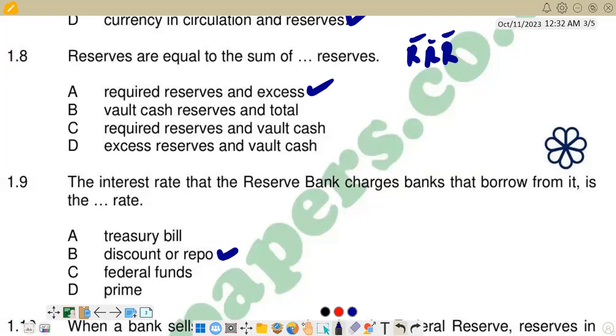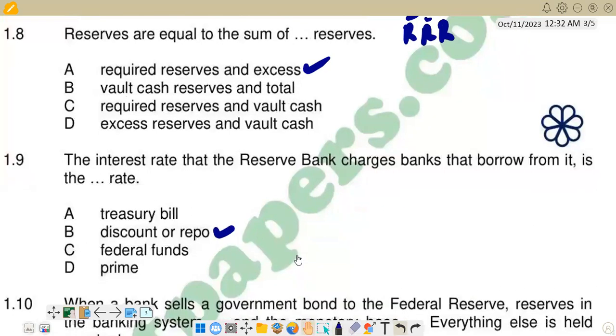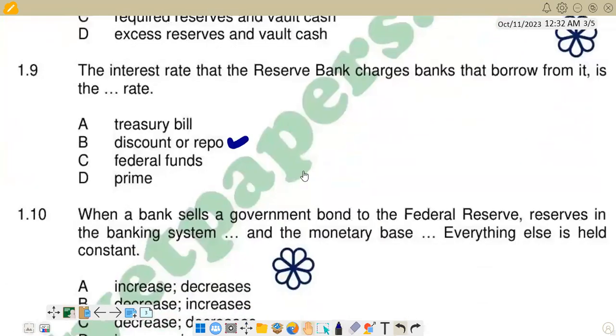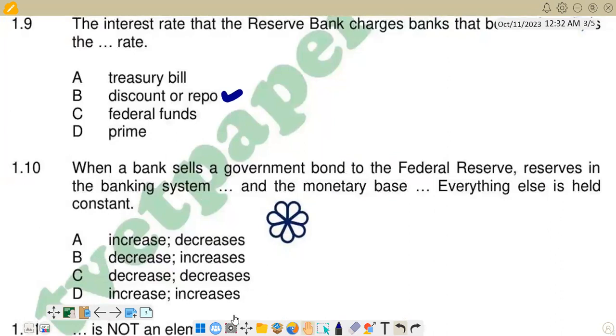Then we go to the next one, which is 1.10. If you go to 1.10, it reads: when a bank sells a government bond to the Federal Reserve, the Federal Reserve becomes the central bank. Government bond to the Federal Reserve, reserves in the bank system dash and the monetary base dash, everything else held constant.